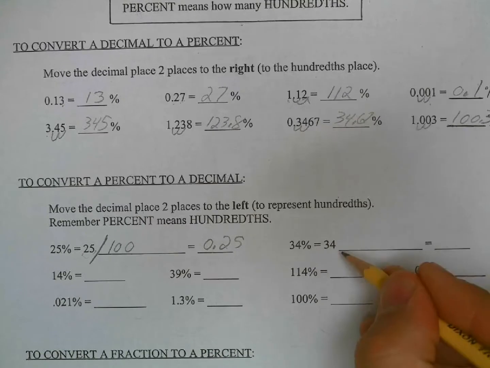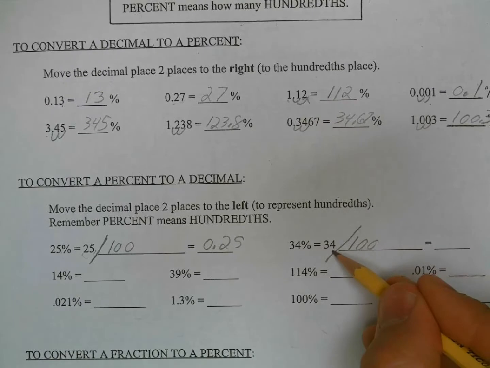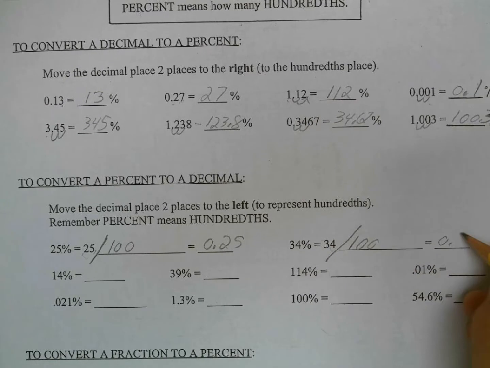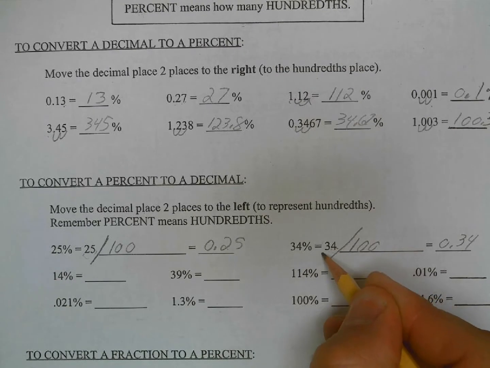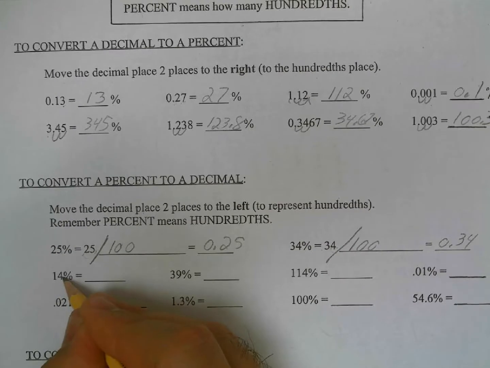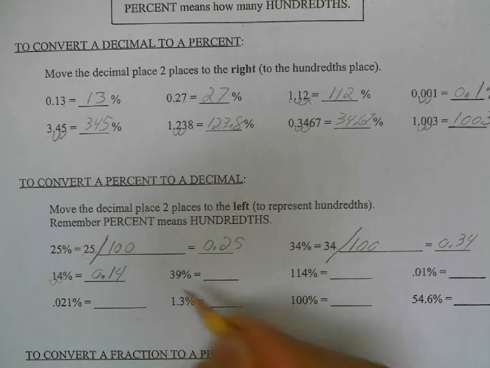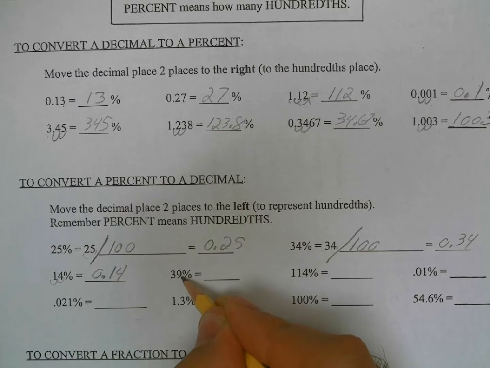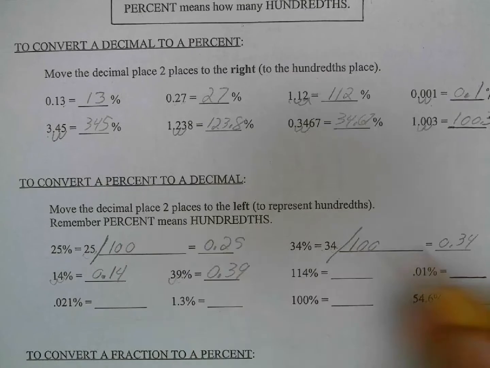34%, it's 34 over 100, right? And I'm going to move that decimal 2 to the left. All right, so 0.34. The decimal starts right here, 1, 2, okay, right in front of the 3. 14%, same way. 1, 2, I'm left with 0.14. I'm going to move that decimal. It's right after the 39, so it's going to go 1, 2, 2 spots to the left, 0.39.